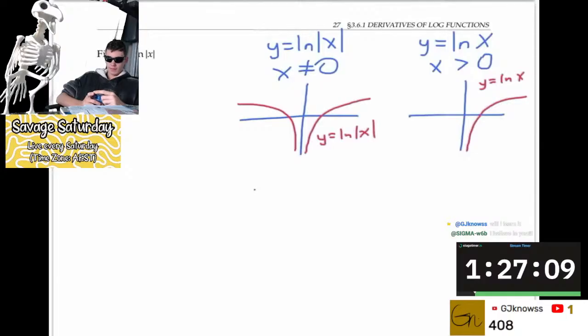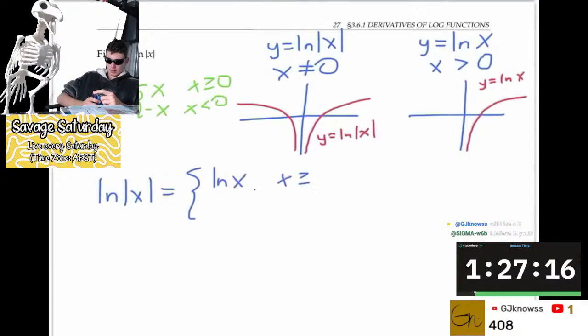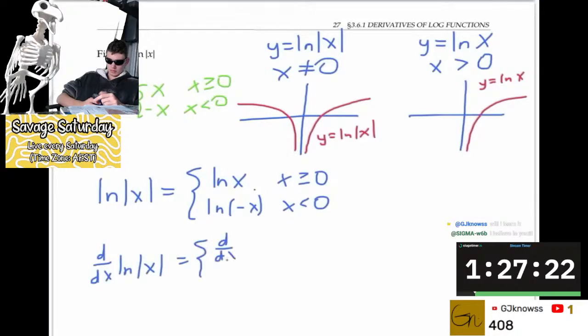Since the absolute value of x is equal to x when x is greater than or equal to 0 and negative x when x is less than 0, ln of the absolute value of x is going to be equal to ln x when x is greater than or equal to 0 and ln of negative x when x is less than 0. If I consider the derivative of ln of absolute value of x, I can think of taking the derivative of each piece separately.